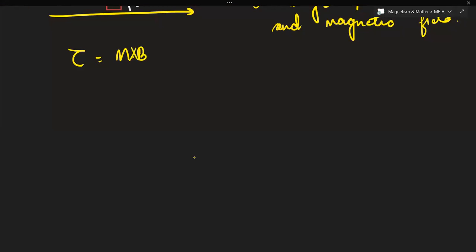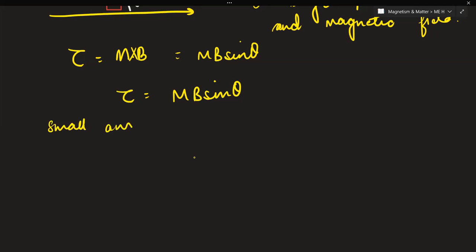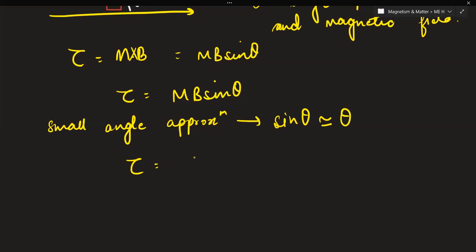M cross B, which is MB sine theta. So I can write torque as MB sine theta. Now class, for small angle, according to the small angle approximation, this sine theta, or even tan theta, if anywhere you see tan theta, then also it will be the same. So sine theta becomes almost equal to theta. From there, we can write this as MB theta.